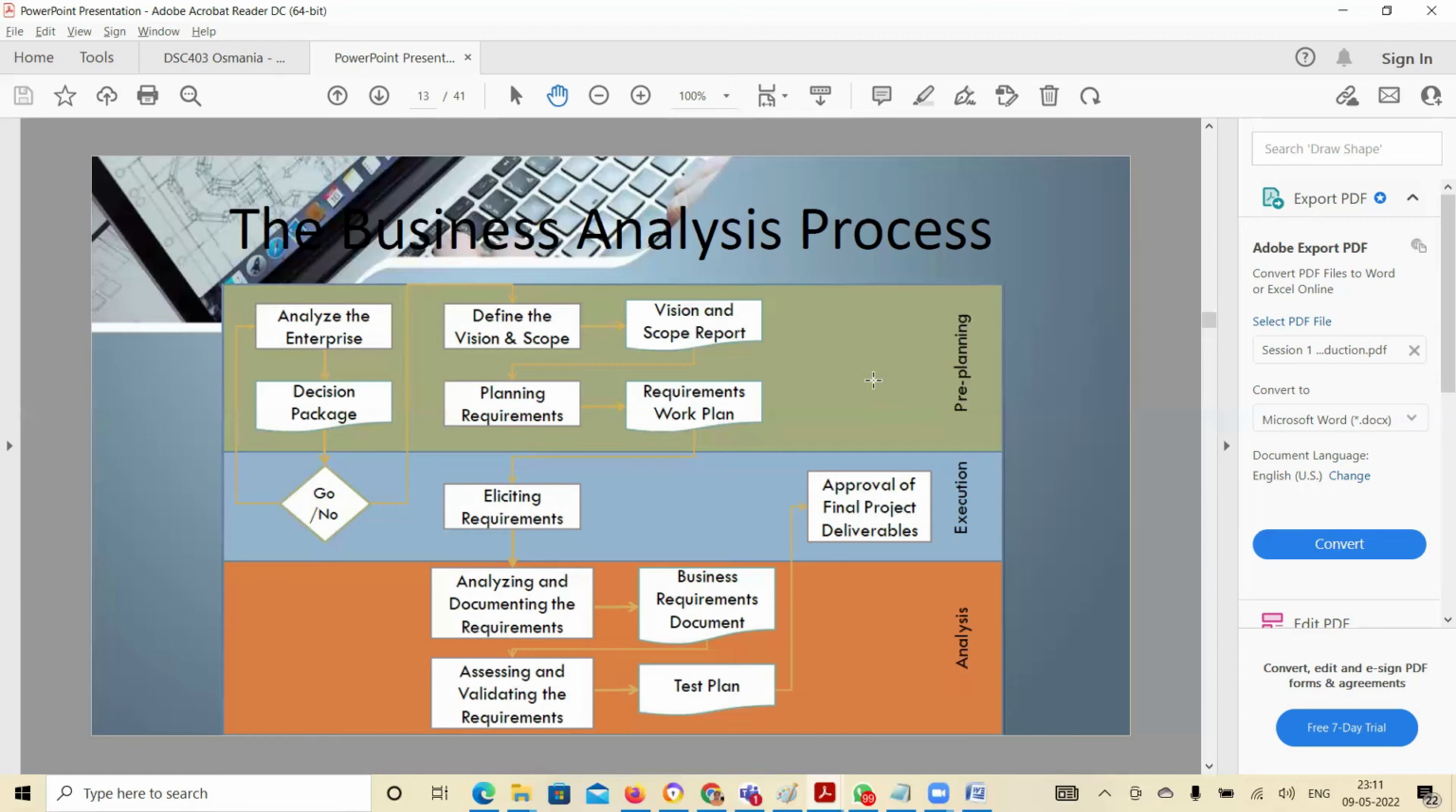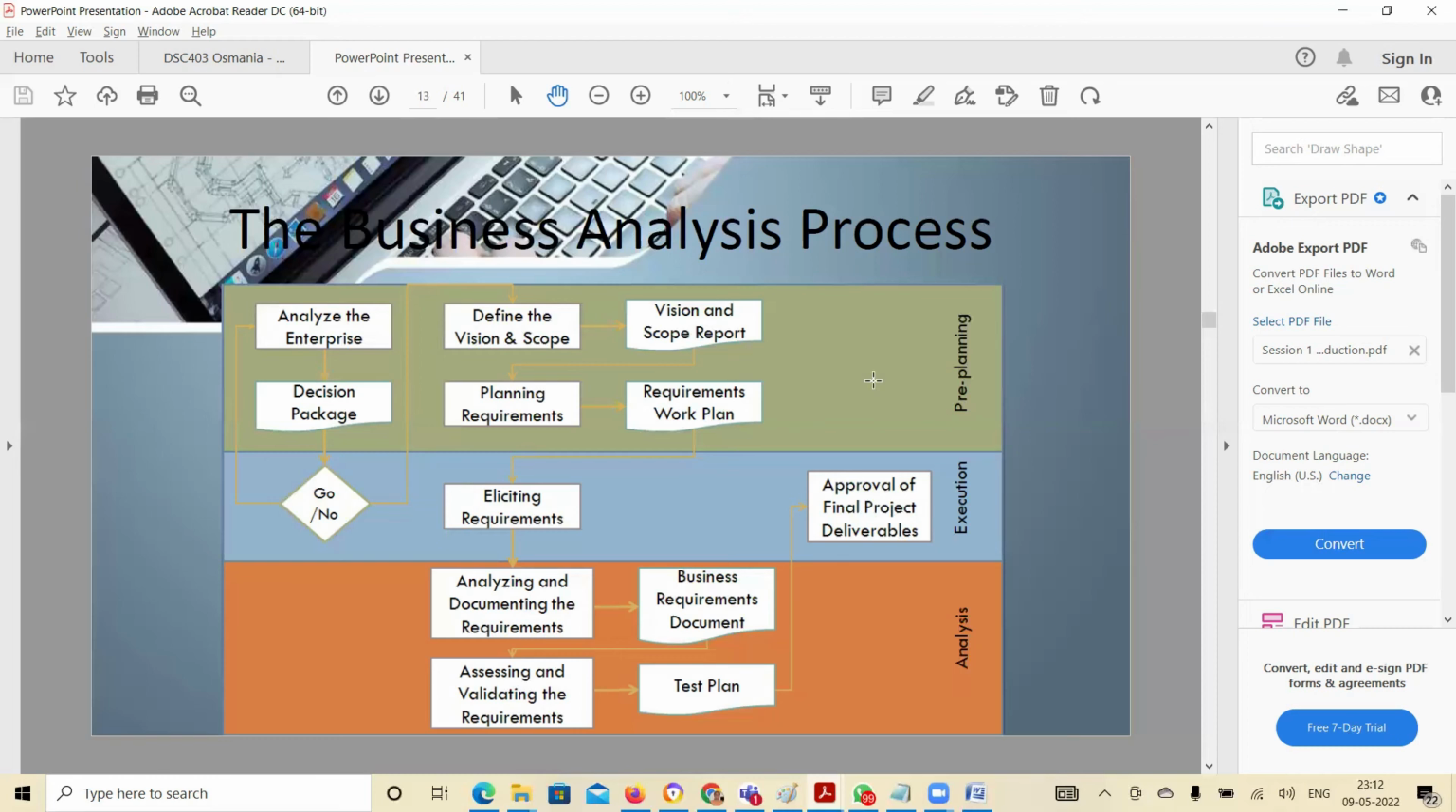So what are the different steps that are involved here? What are the different steps that we have seen?